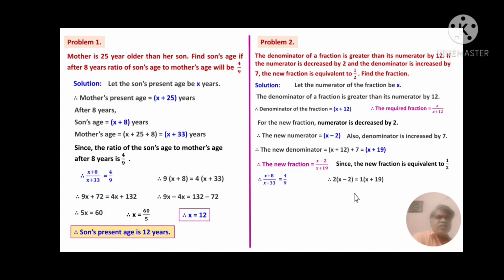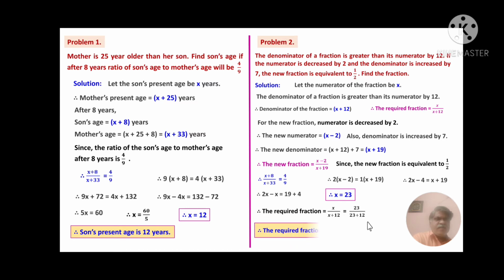After cross multiplication, we get 9 into (x minus 2) is equal to 4 into (x plus 19). Therefore, 9x minus 18 is equal to 4x plus 76. Therefore, you will get 9x minus 4x is equal to 76 plus 18. Therefore, x is equal to 23. So, friends, the required fraction will be x divided by x plus 12, that is 23 divided by 23 plus 12. So, the required fraction will now become 23 upon 35.